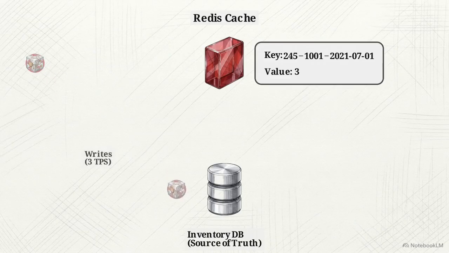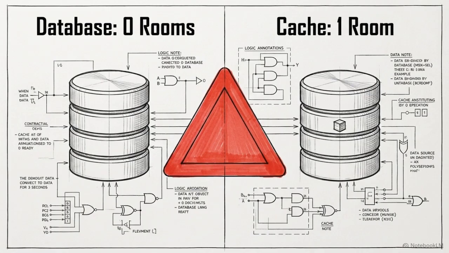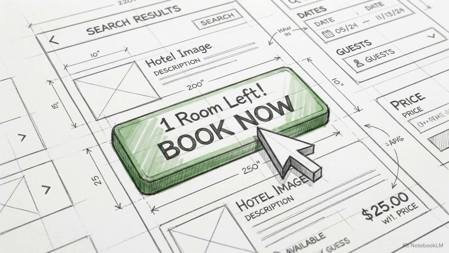Live write traffic updates the core relational database first. Those changes then propagate to Redis asynchronously via a change data capture mechanism. Because this update is asynchronous, replica lag creates a vulnerability. The cache can become temporarily stale. In this edge case, the cache falsely reports an empty room is available, and a user clicks to book it.